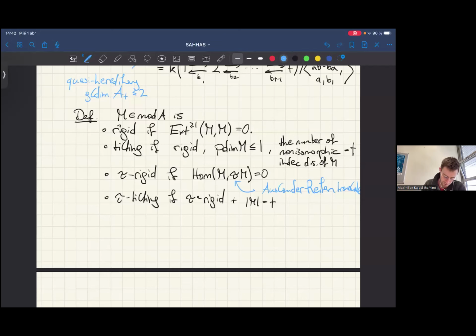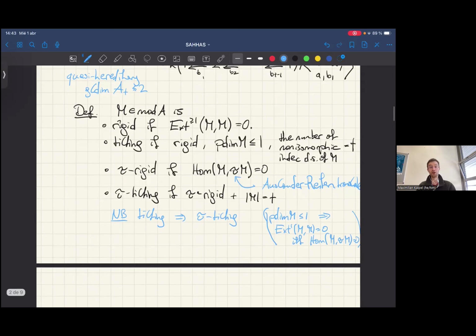And one important thing to keep in mind is that tilting implies tau tilting, because this condition on the projective dimension tells you that, okay, maybe I write it out. Projective dimension less than or equal to 1 means that Ext^1(M, M) is 0 if and only if Hom(M, tau M) is 0. So every tilting object is a tau tilting object or module.